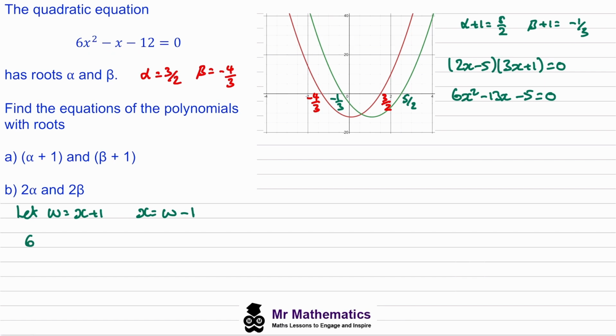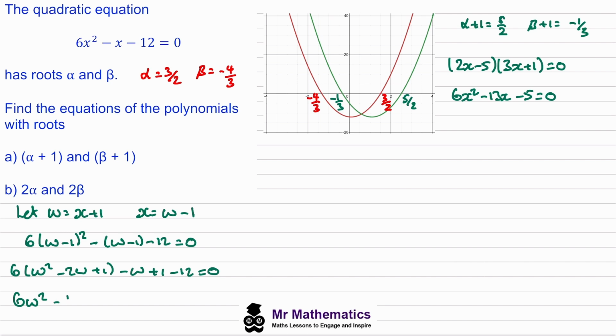So we have 6x squared, or 6 lots of w minus 1 squared, minus x, which is w minus 1, minus 12. We can expand out this quadratic, so we get 6 lots of w squared minus 2w plus 1. We'll expand out this bracket as well, so negative w plus 1 minus 12. And then we can expand out the quadratic, so we get 6w squared minus 12w plus 6 minus w minus 11 will equal 0.